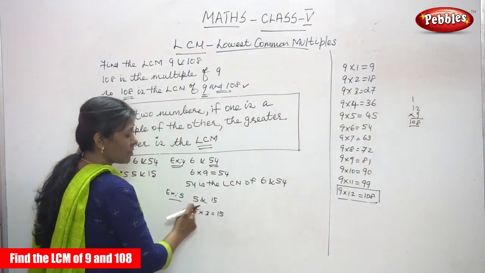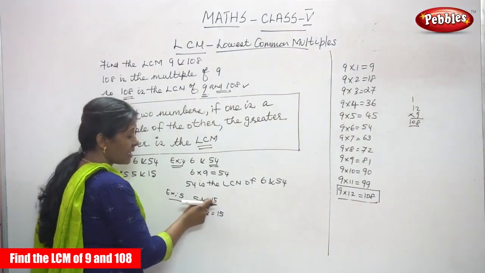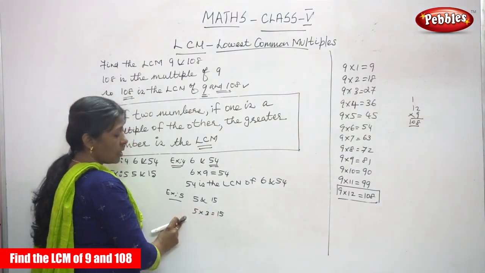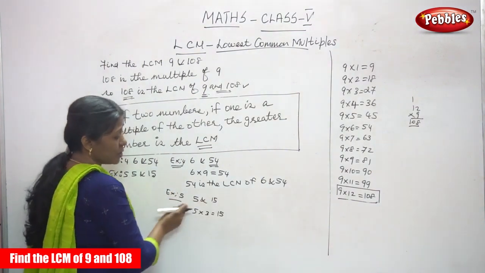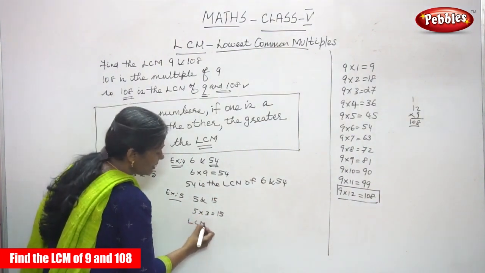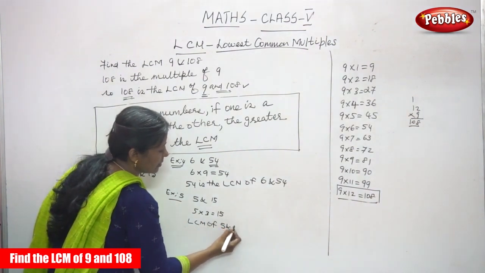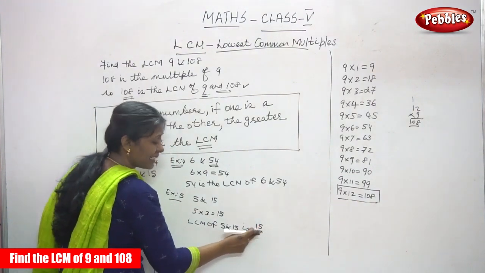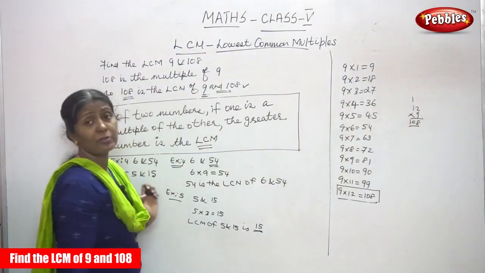So 5 and 15, which is the greater number? 15 is the multiple of 5, so we have to apply the rule. The greater number is the LCM of these two numbers. So 15 is the LCM of 5 and 15, because 15 is the greater number. So we have to write the LCM of 5 and 15 is 15.